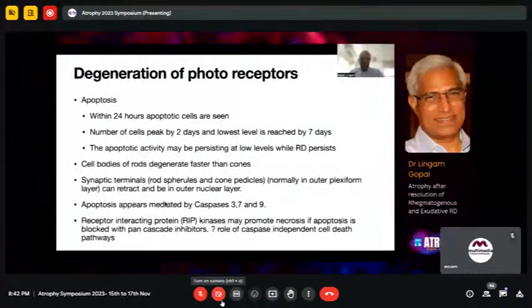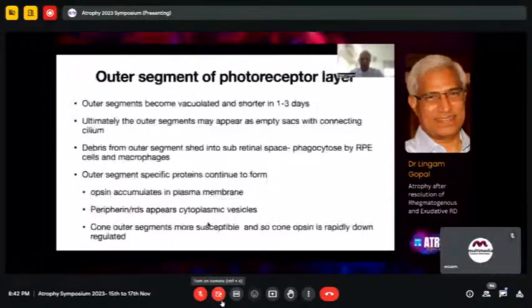Apoptosis, as has been alluded to, is mediated by caspases 3, 7, and 9. However, receptor interacting protein kinase RIP can promote necrosis even in photoreceptors. This is what has been referred to as necroptosis, because in an experiment which I will share with you later, we found that just blocking the caspase does not prevent the apoptosis.